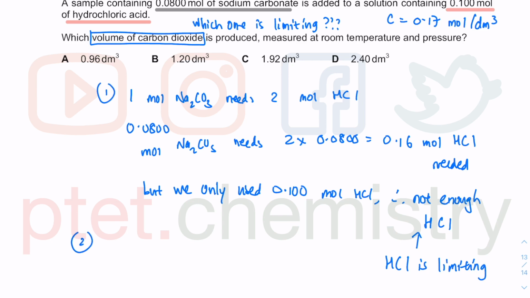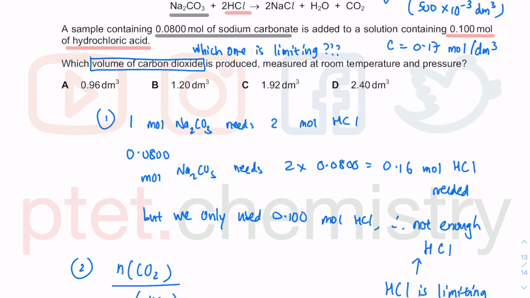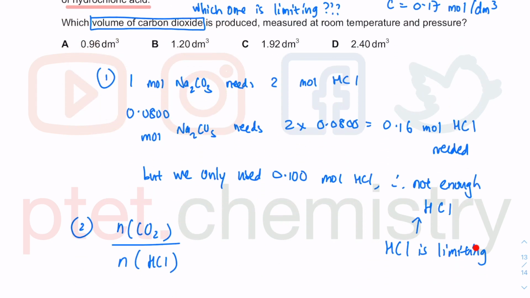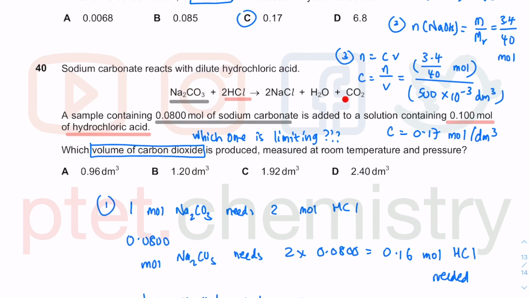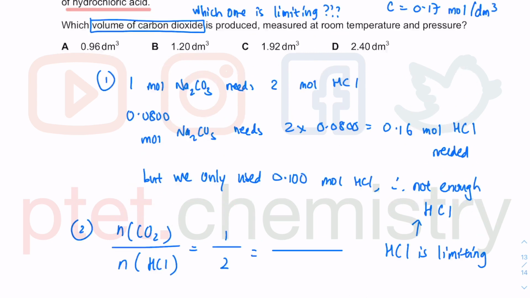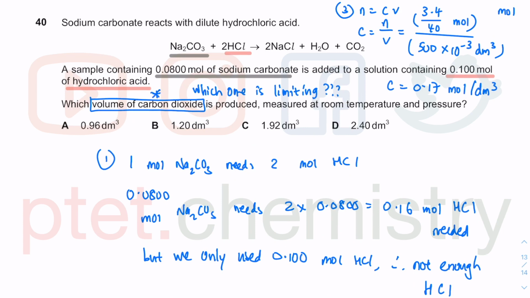Having done that, we need to relate the mole of CO2 to the mole of the HCl and not the mole of the sodium carbonate. Even though this was the first one given to us, we already established that HCl is completely used up. Therefore, we work out the mole of CO2 from the mole of the limiting reactant. 1 mole of CO2 comes from 2 mole of HCl. And then on the top, I want the volume. So this is to do with gas.